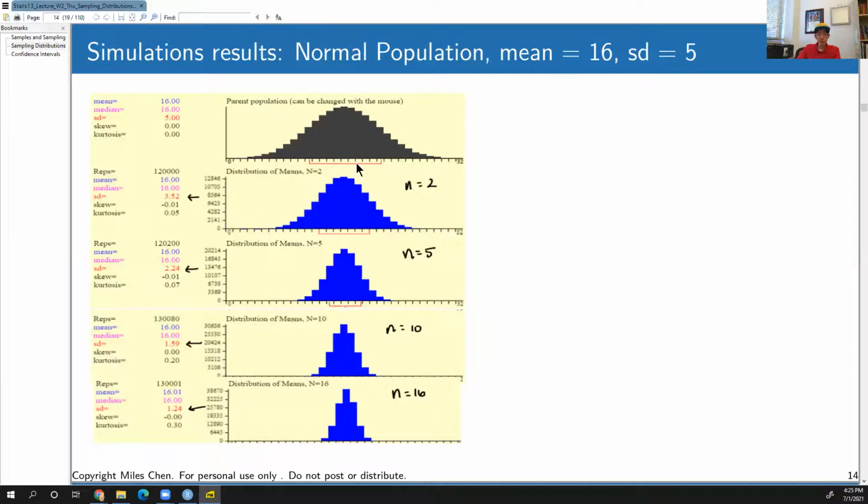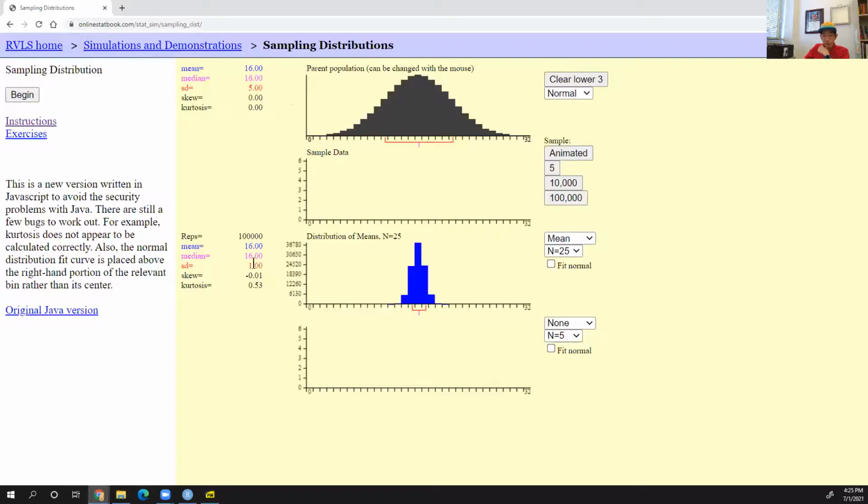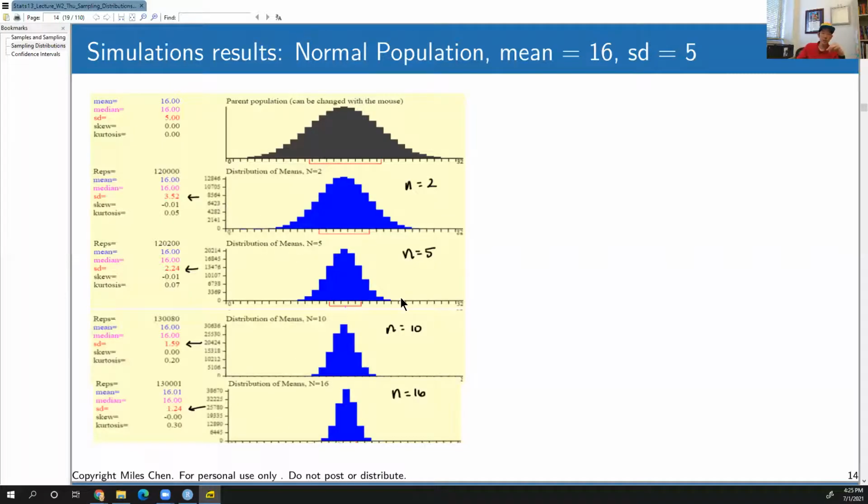So this is kind of what we see, and the app actually shows the standard deviation of the resulting sampling distribution. Here, standard deviation is 1. With n equal to 2, the standard deviation is 3.53. N equal to 5, the standard deviation is 2.24. And this is summarized here.